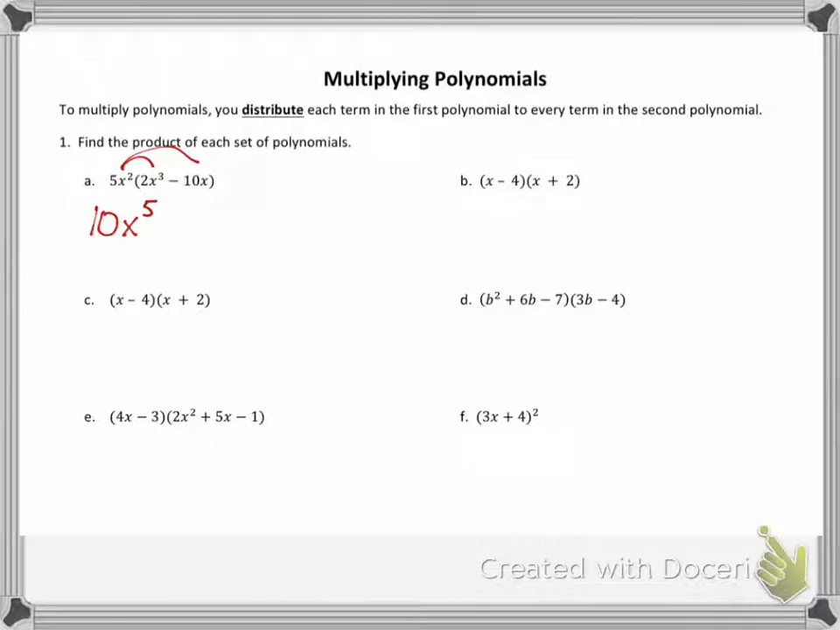Then I'm going to take the 5x squared times negative 10x. 5 times negative 10 is negative 50. x squared times x, keep in mind that's like an x to the first. We add the exponents again, and that makes x cubed. So I get a final answer of 10x to the fifth minus 50x cubed.